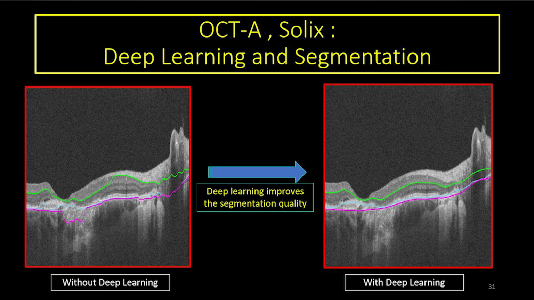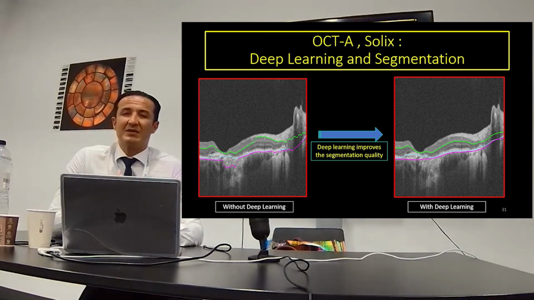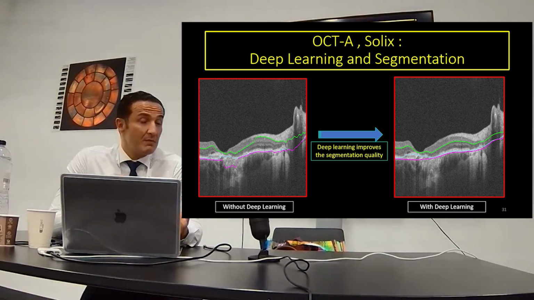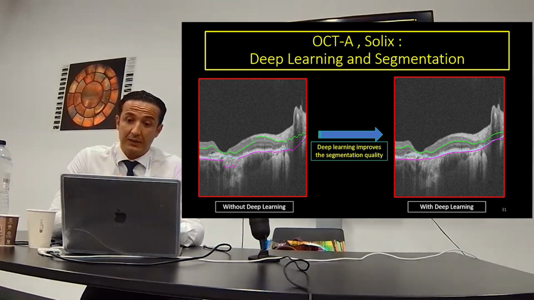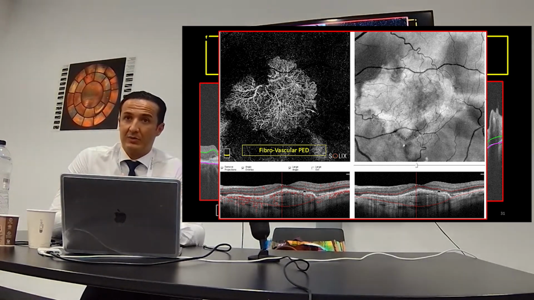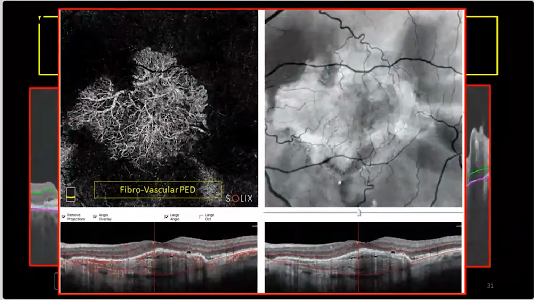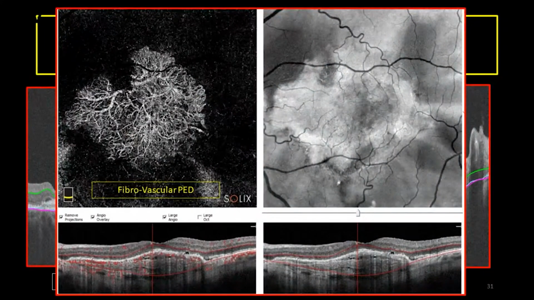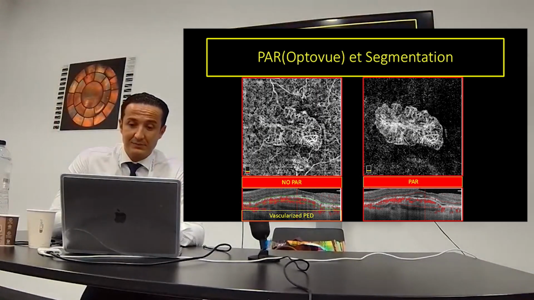The segmentation is really improved, and in the past, it was very difficult to identify CNV in PED due to the problem of the segmentation of the Bruch's membrane and the segmentation of the RPE. And now, we really improve the segmentation of RPE and Bruch's membrane thanks to deep learning. And look here, automatic segmentation with no manipulation. You can highlight the presence of the CNV in the OCT angiography, in this case of vascular PED. In another case, with no PAR associated with improved segmentation, look at the good visualization of the CNV.